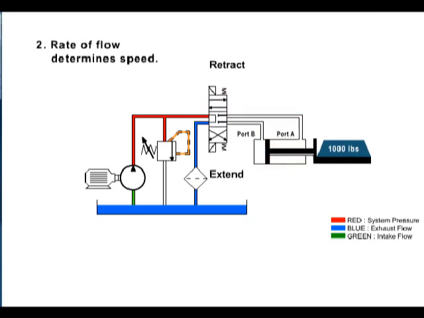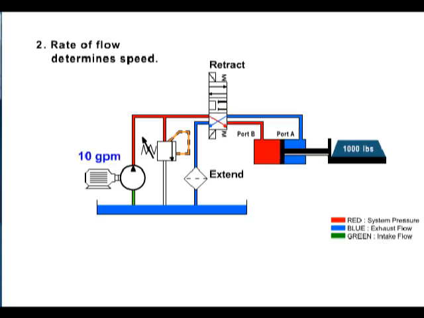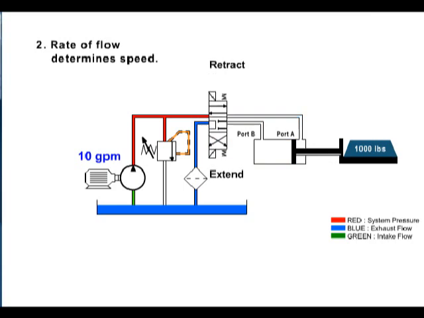Principle 2. Rate of flow determines speed. Rate of flow is usually measured in gallons per minute, or GPM. GPM is determined by the pump. Changes in pump output flow will change the speed of the actuator.